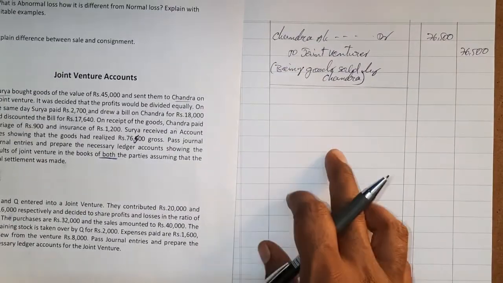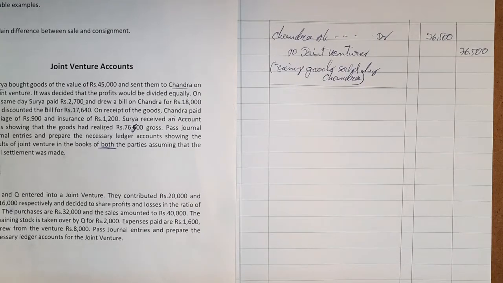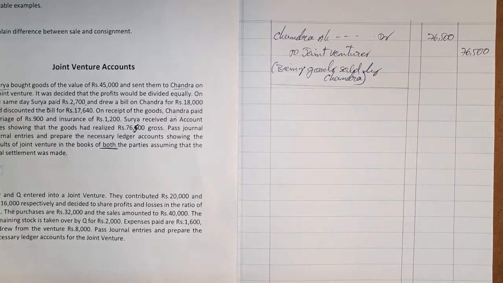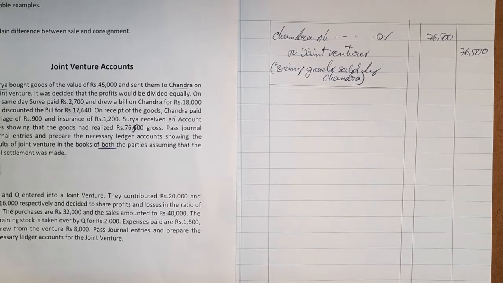After that, space is required for 3 more entries. That is joint venture profit, transferred to the co-venturers, that is Surya and Chandra. And after preparing the co-venturer account, that is Chandra account, whatever the balance, it should be settled, either it is receipt or payment, that amount also. So now we can prepare ledger accounts, that is joint venture account and Chandra account.